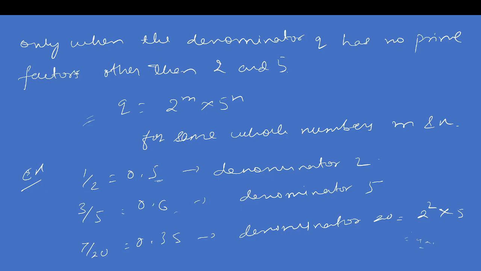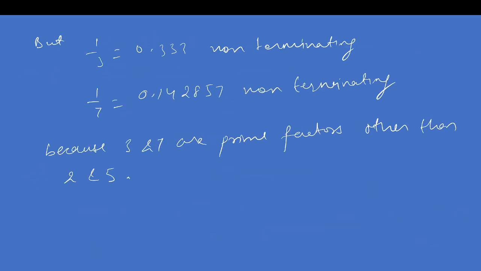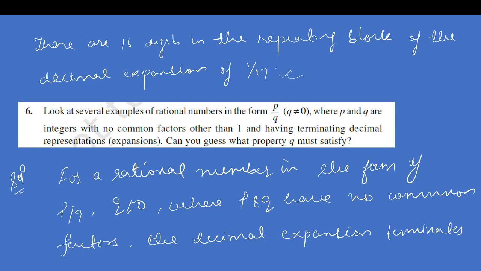First you see the example, then you will understand what it is trying to say. But 1 by 3 is equal to 0.333, non-terminating. 1 by 7 is equal to 0.142857, also non-terminating, because 3 and 7 are prime factors other than 2 and 5. So what was the question? Look at several examples of rational numbers in the form of p by q, where p and q are integers with no common factor other than 1 and having terminating decimal representations. He is asking about the terminating decimal representation.